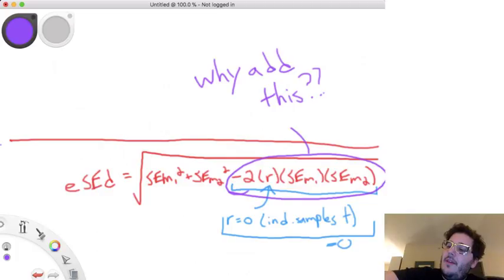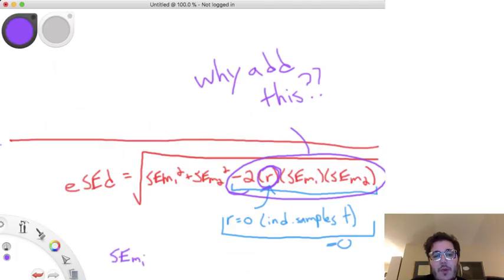Why add, like, what's going to happen if you have a correlation here? If that value is something, then you're going to get some value, right? You're going to get SEM1 squared plus SEM2 squared minus some number, right? So you're making the sum of SEM1 squared plus SEM2 squared smaller, right? You're subtracting something from it. So you're taking some value, let's say it's 10, minus some number, minus 2, you're going to get 8, right?